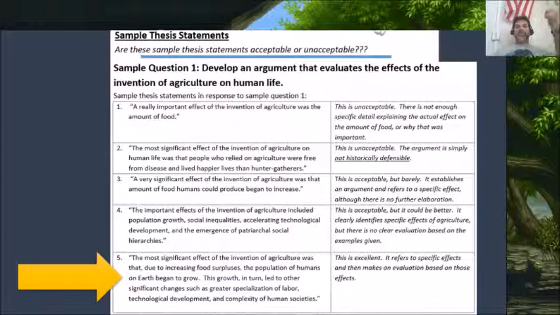It says the first thing that happened was because food surpluses grew, the population of humans got bigger, and then that led down this path toward other effects. So it's not just saying the important effects were, it's this was the most important effect, and here's why, because all of these other things happened as a result of that. So this is really, really good and sophisticated, but keep in mind, you don't have to have that level of complexity to get the point. But this is really the best example of a top-notch thesis that we've got so far.